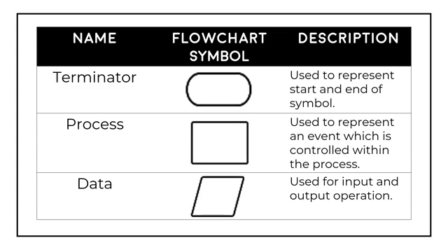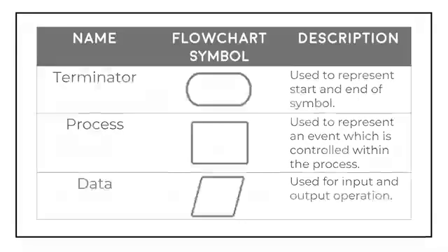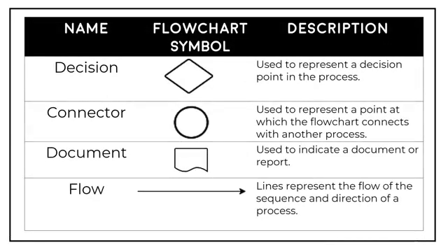Third symbol is called the data. It is represented by a parallelogram shape. This shape represents data that is available for input or output, as well as representing resources used or generated. Fourth symbol, decision, represented by a diamond shape, indicates a question to be answered. Usually, it is answered with yes or no, or true or false.